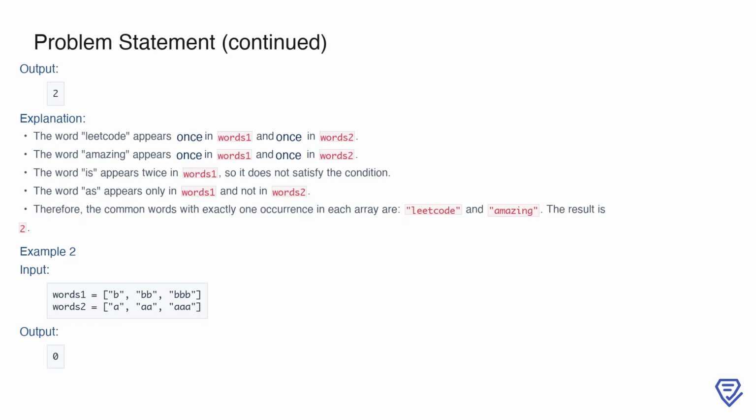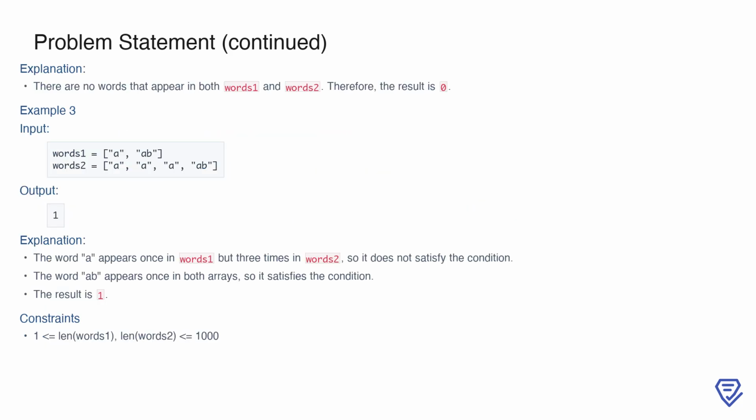In contrast, for the second example, words1 contains "b", "bb", "bbb", and words2 contains "a", "aa", "aaa". Here, there are no shared words between the two arrays, so the output is 0. In another example, words1 is ["a", "ab"], and words2 is ["a", "a", "a", "ab"]. The output here is 1. Let's analyze why. The word "a" appears once in words1 but 3 times in words2, so it does not meet the criteria. However, the word "ab" appears exactly once in both arrays, meaning it satisfies the condition of being a common word with one occurrence. Therefore, the result is 1.